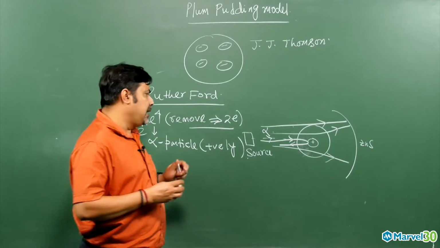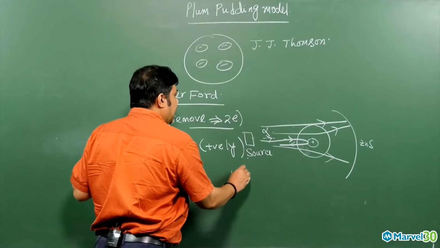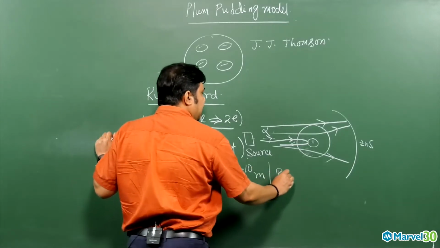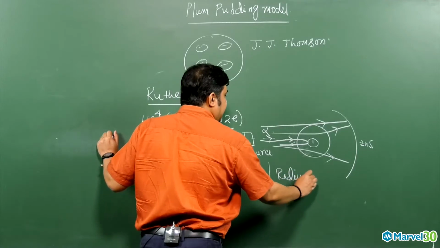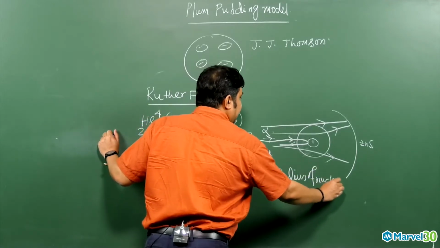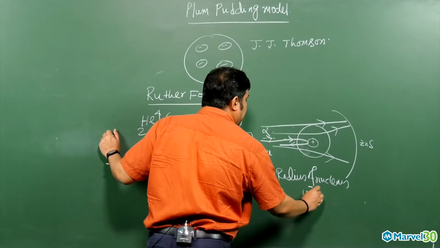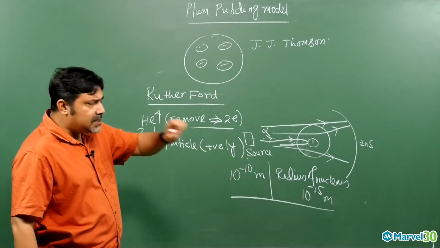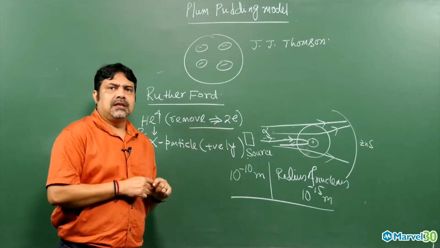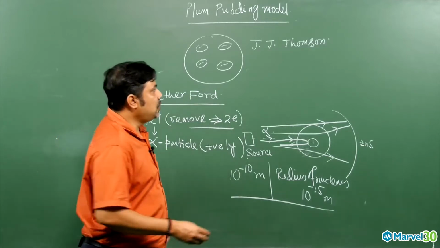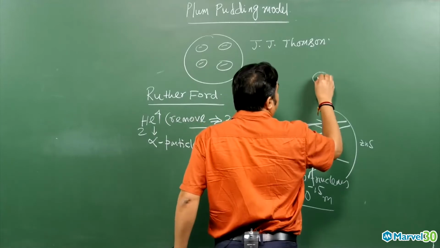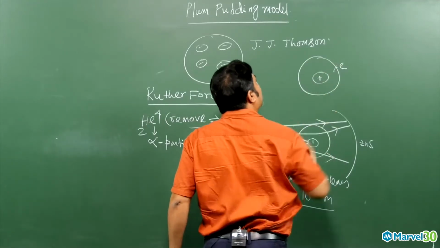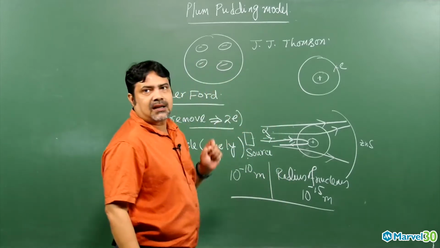Later on we came to know that if the radius of the atom is 10 to the power minus 10 meter, then the radius of the nucleus is around 10 to the power minus 15 meter. We came to know this later, not from this experiment. Now Rutherford proposed that there is a positively charged nucleus, and electrons move around the nucleus in a circular path.